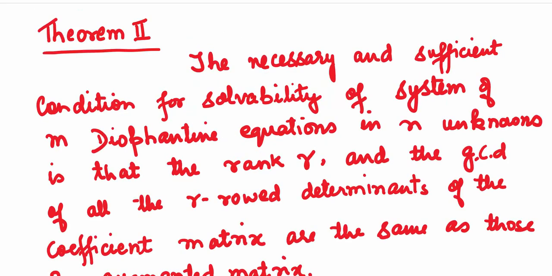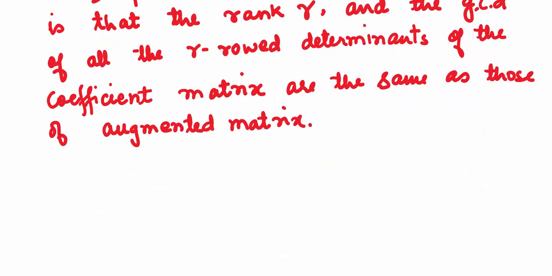The second theorem: the necessary and sufficient condition for solvability of a system of m Diophantine equations in n unknowns is that the rank r and the GCD of all the r-row determinants of the coefficient matrix are the same as those of the augmented matrix.